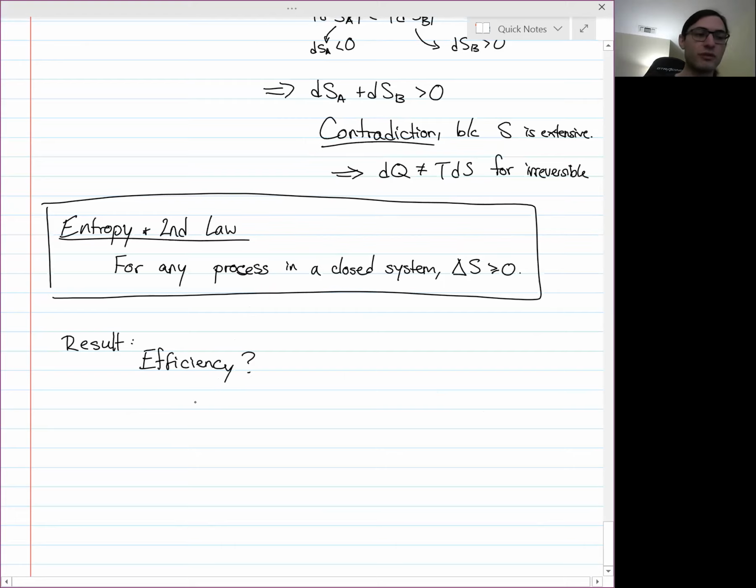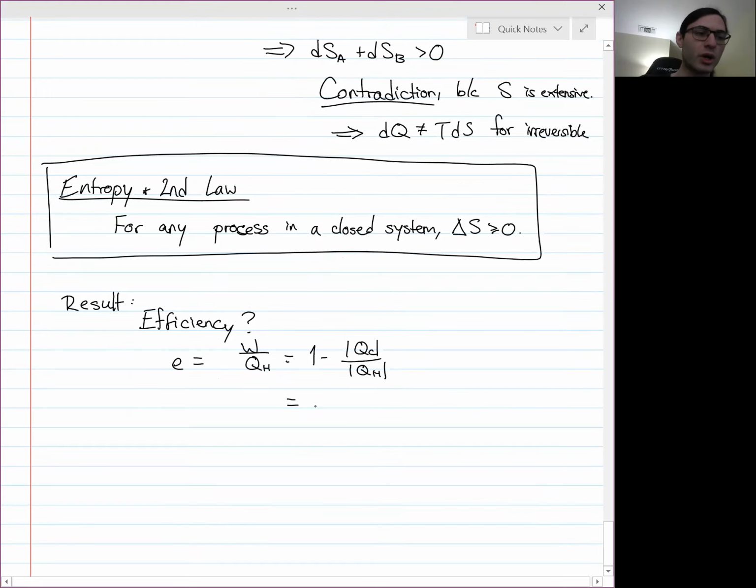So remember the efficiency for an engine, which is work over QH. This is 1 minus QC over QH. It can be rewritten as 1 minus TC over TH times delta SC, the change in entropy for the cold reservoir, divided by the change in entropy for the hot reservoir. That's just using this fact that Q is equal to TdS.